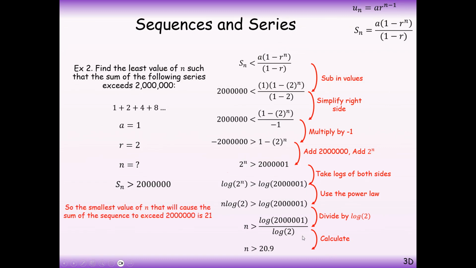The 21st number will exceed 2 million. You can substitute it back into the formula if you wish, and you'll see that is correct. Alright, I'll see you in the next video.